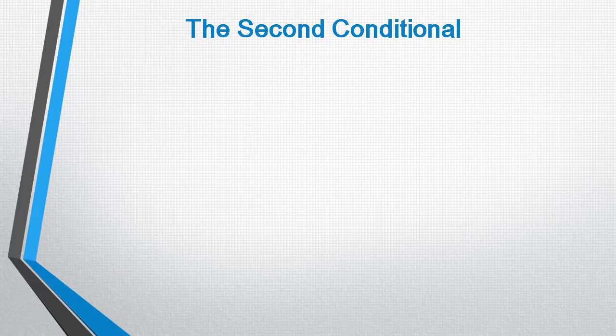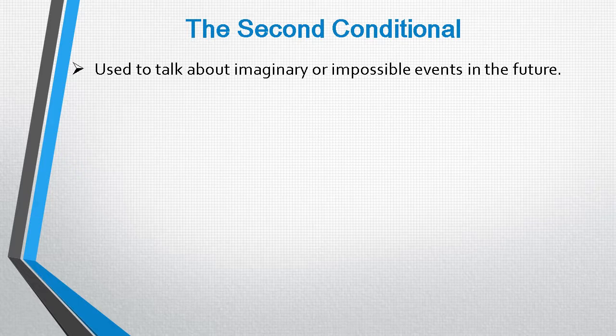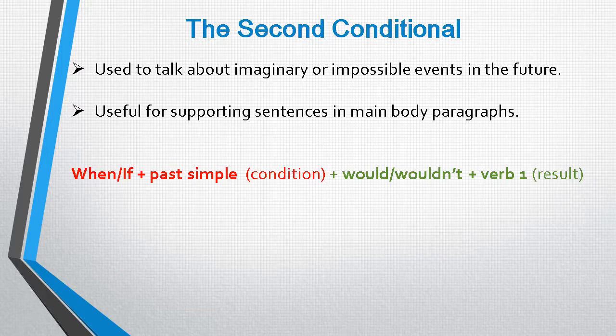This is used to talk about imaginary or impossible events in the future. And it's also useful for your supporting sentences in main body paragraphs. The structure is when or if plus past simple, which is verb 2, plus would or wouldn't plus verb 1.